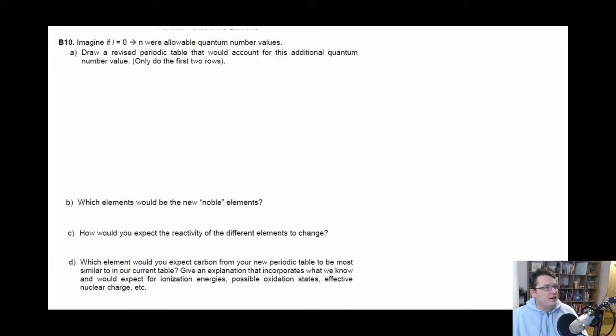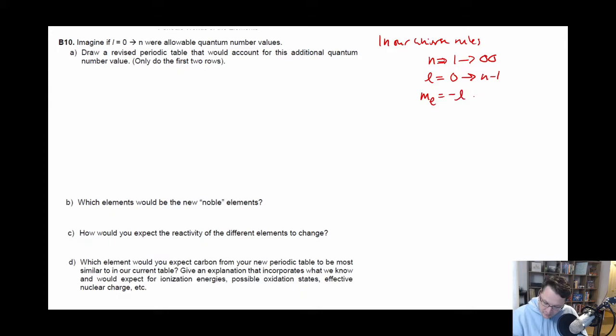B10, right? So this is one of those thinking problems where it's like, well, what if we lived in an alternate universe where we had different rules for the different quantum numbers? In our universe, the rules are that n is simply 1 to infinity, any integer. L has the rule that it goes from 0 to n minus 1, and then m sub L goes from minus L to 0 to positive L. That's in our universe.